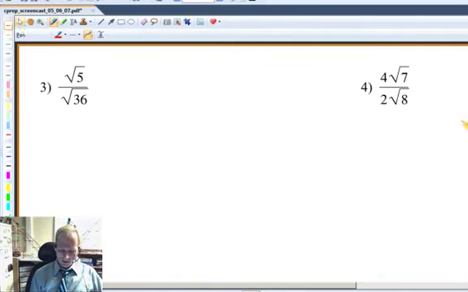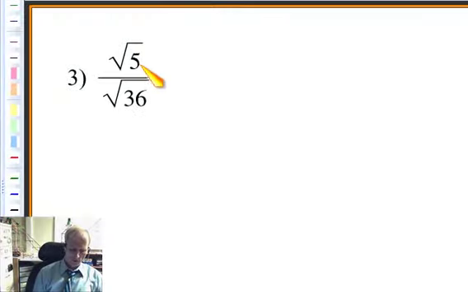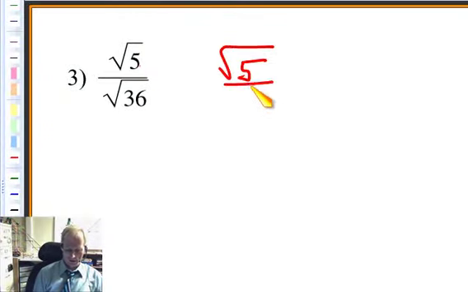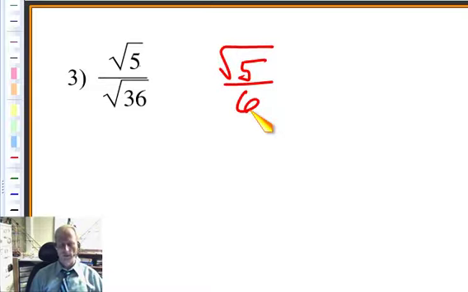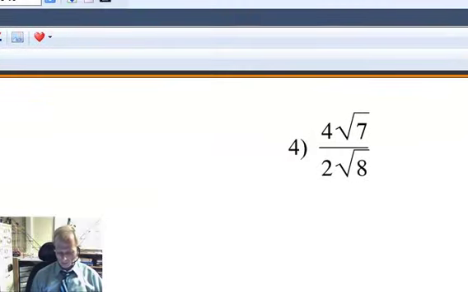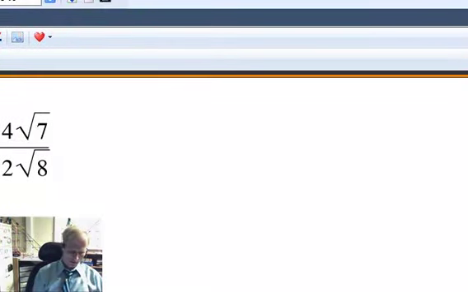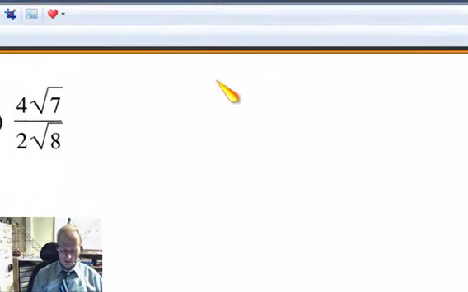Alright, in this one I'm actually asked to simplify a pretty simple problem. So I have the square root of 5 over 36. Well, the square root of 36 is 6, so essentially I had a one-step problem. And I'm all set.